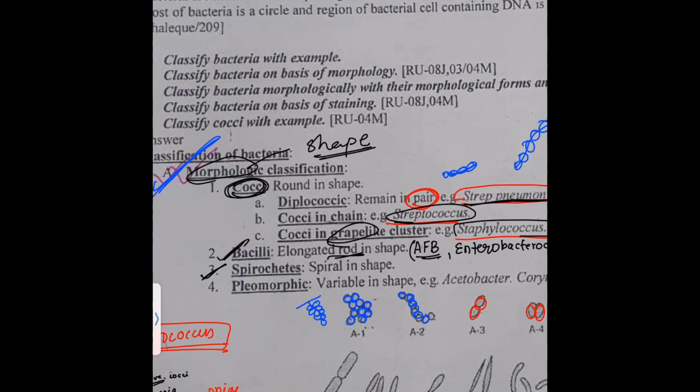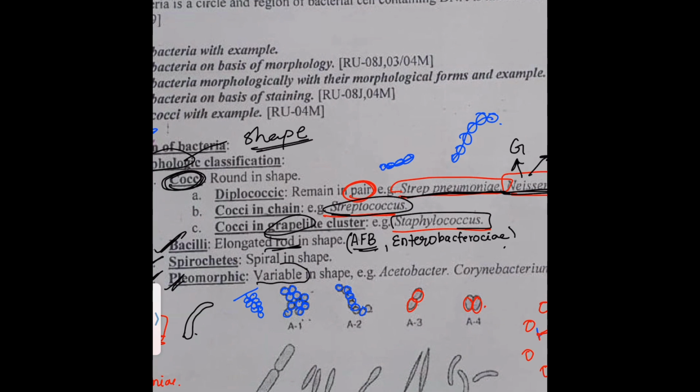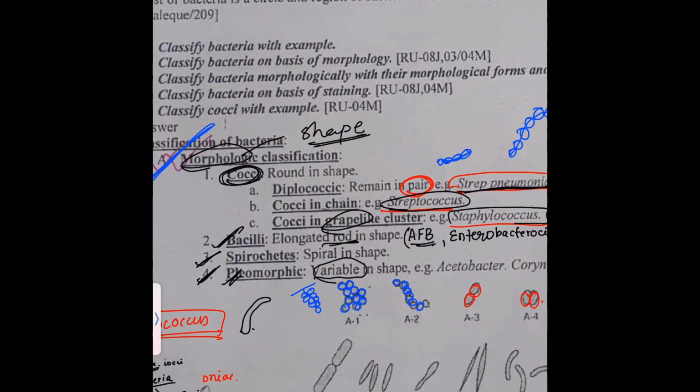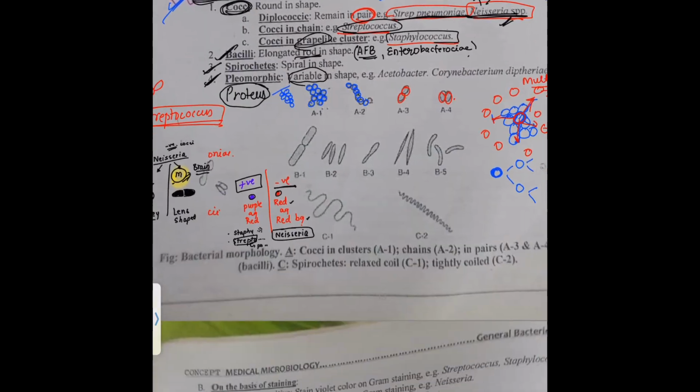Then spiral and pleomorphic. Some bacilli can be spiraled and some can be pleomorphic. Pleomorphic means that they are variable in shape. One very good example of pleomorphic is P for Proteus. Okay. Now let's move forward.